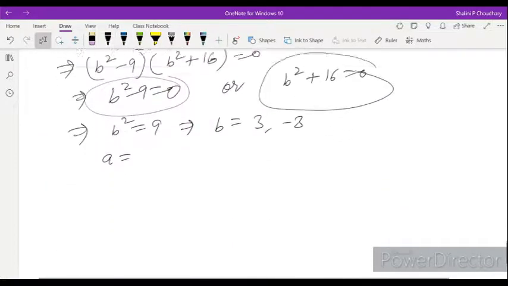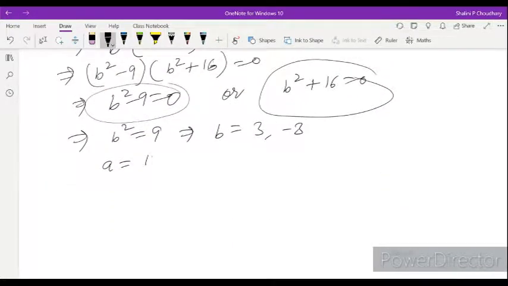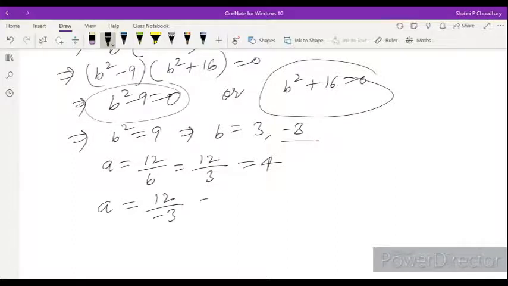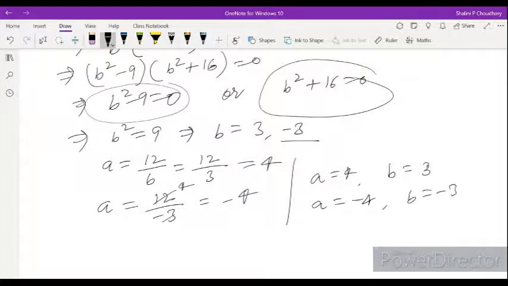Okay, now putting the value of b in a, we'll get 12 upon b, meaning 12 upon 3. So we'll get 4. And if we take the value of b as -3, then 12 upon -3 we'll get -4. So if the value of a is 4, then the value of b is 3. If the value of a is -4, the value of b is -3.